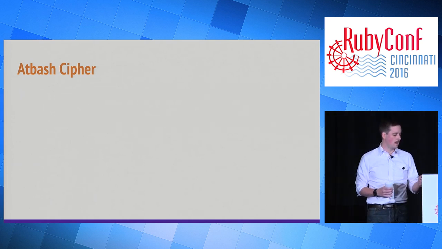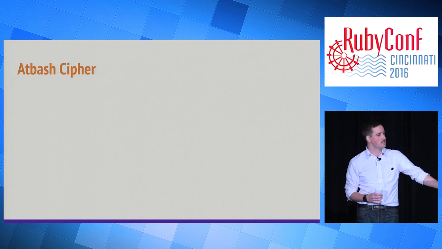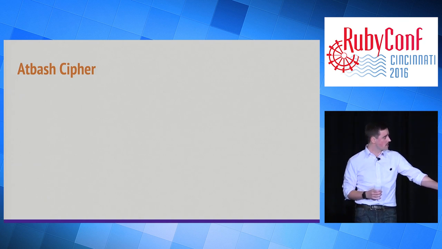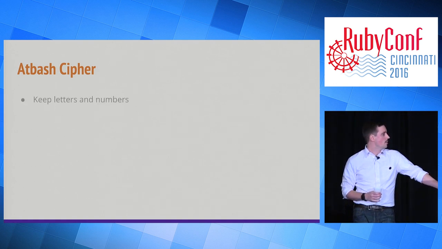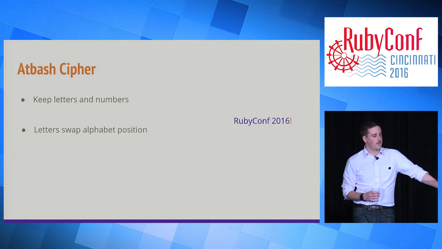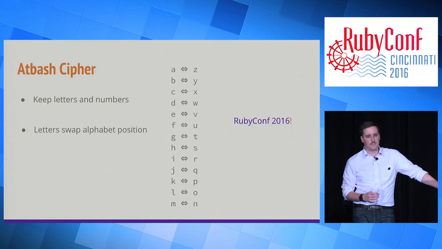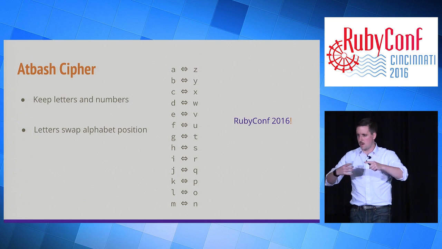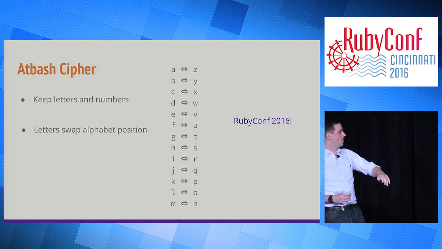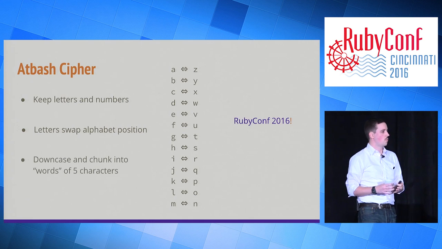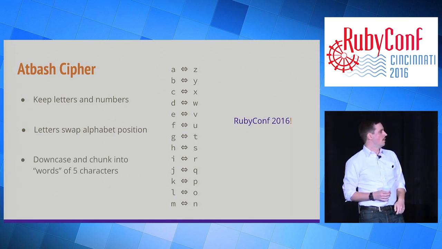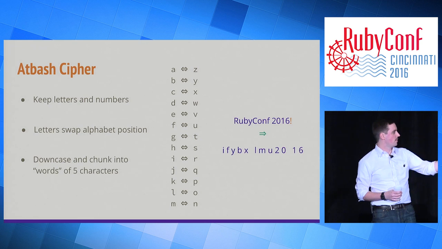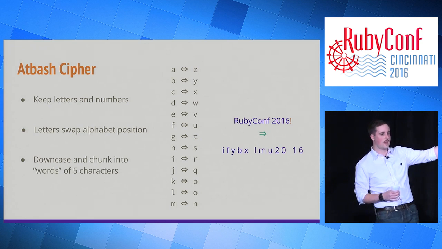And I want to take a look at a kind of coding exercise that you might run into on Exercism or on one of these other sites. The Atbash Cipher is a pretty simple text cipher. We take a string of text and we keep any letters and numbers. We drop punctuation. Letters swap alphabet positions with each other, and it's kind of like zipping up both halves of the alphabet. A and Z swap, B and Y swap, and so on and so forth. And then we take the whole thing and lowercase it and chunk it into words of 5 characters each. So RubyConf 2016 becomes, if you can read that, go for it. I'm not going to try.